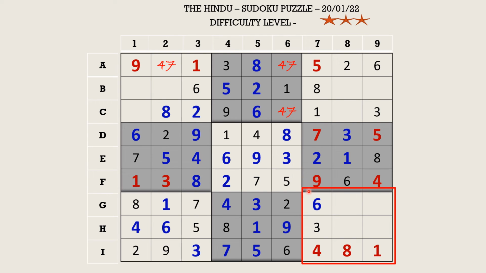Let's try to fill the ninth block. There is 2 and 7 in G row which is blocking these two cells. So that means these two cells can take 2 or 7. There is a 2 blocking from here. So H8 takes 7 and H9 takes 2. Now the missing numbers in this block are 5 and 9. There is a 5 blocking from here. So G9 takes 9 and G8 takes 5.